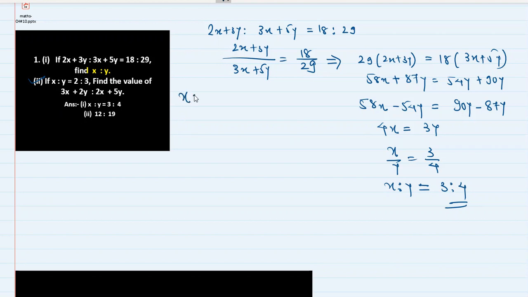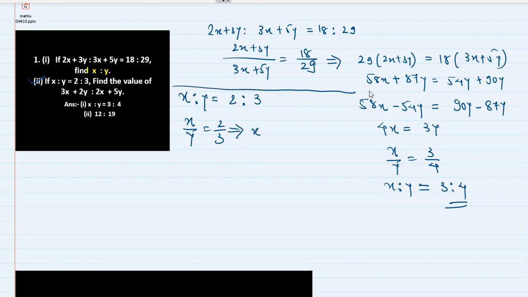They have given you the value of x is to y. What is it? 2 is to 3. Find the value of 3x plus 2y is to 2x plus 5y. Okay, great. So there is an easy way of simplifying this. x upon y is equal to 2 upon 3. Just first write it like this. Then find the value of x from it.